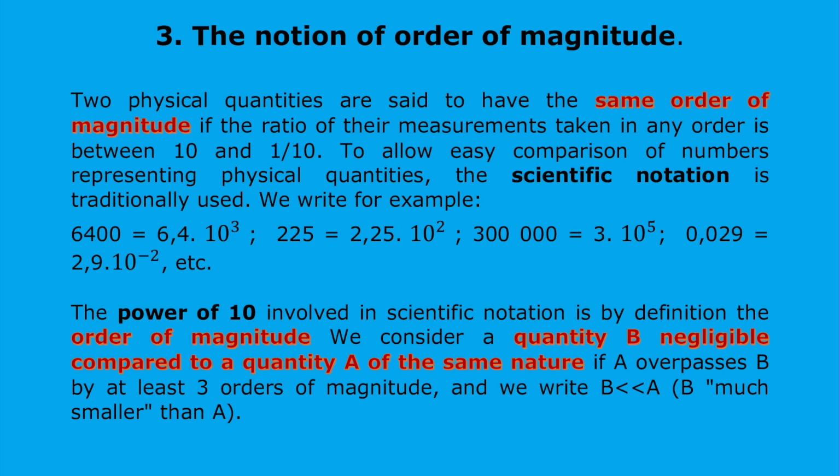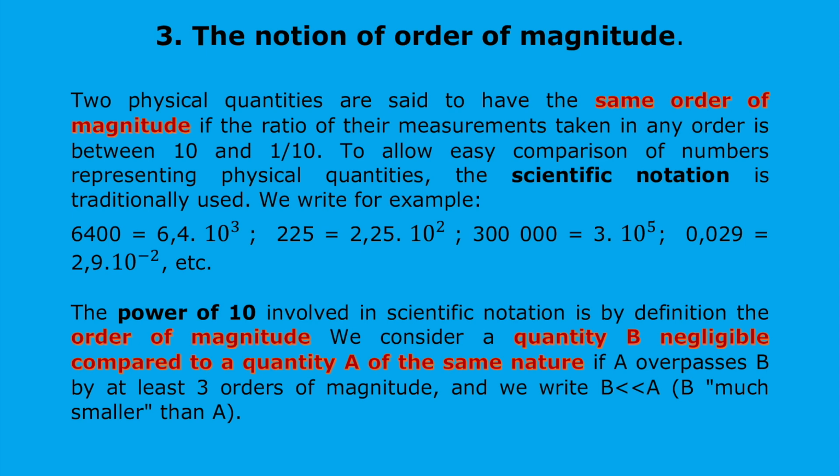Of course, the notion of negligible quantity depends on the context, but rare are the fields where the relative uncertainty of the measurements is lower than 10 power minus 3. This is why it is often said that only the first 2 significant digits make sense for a measurement or the result of a calculation.